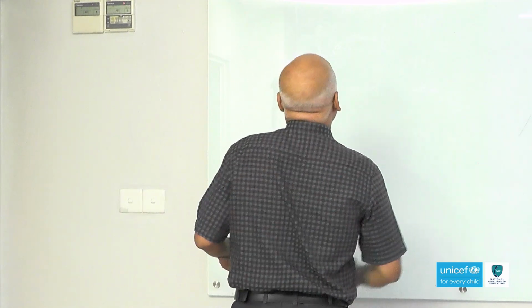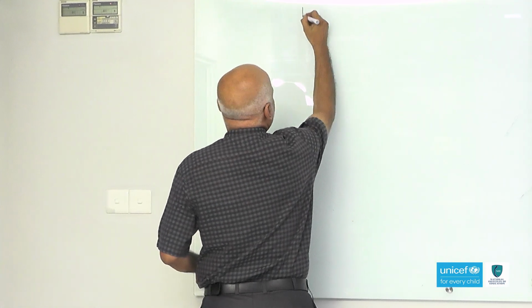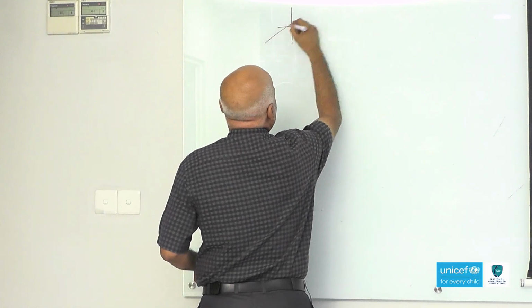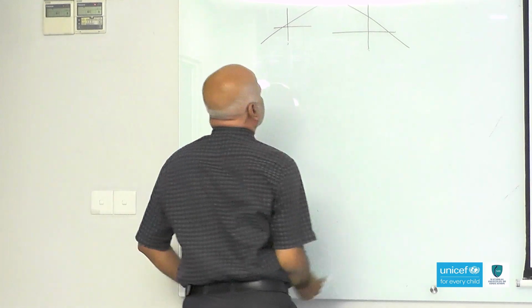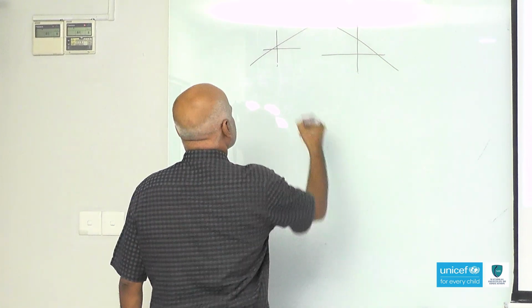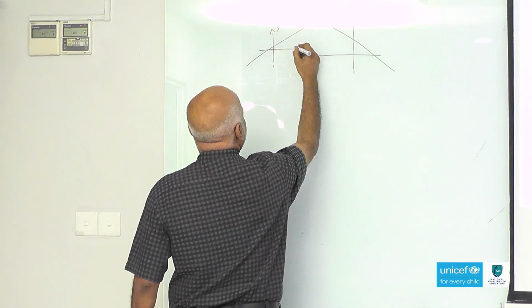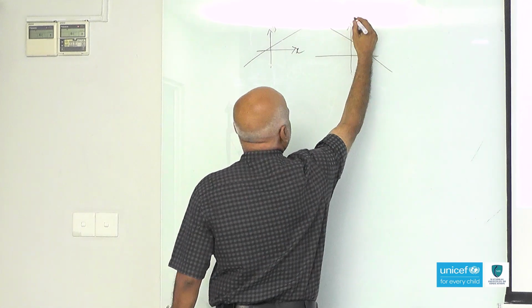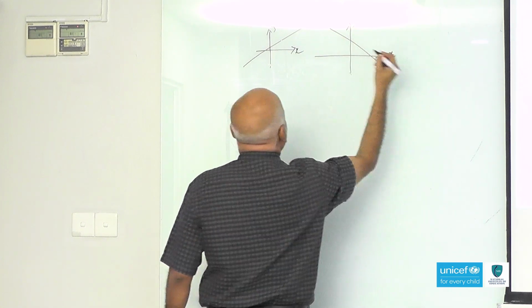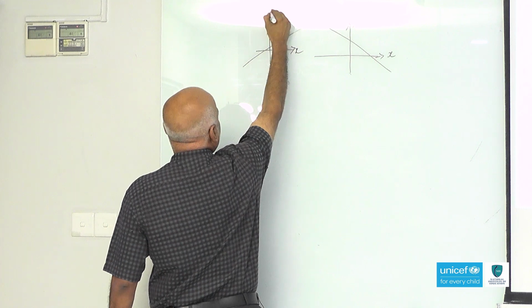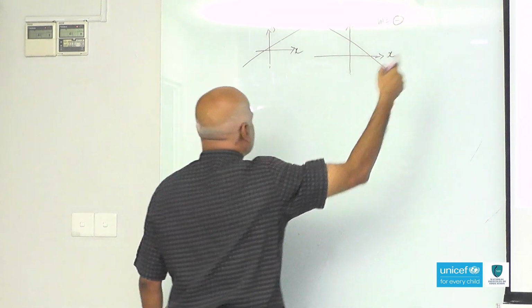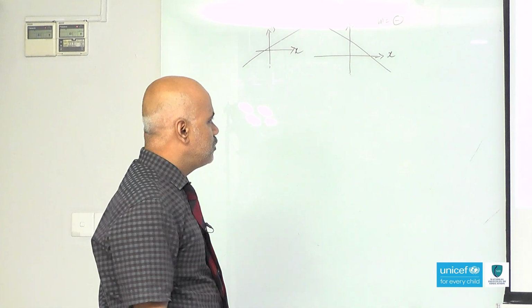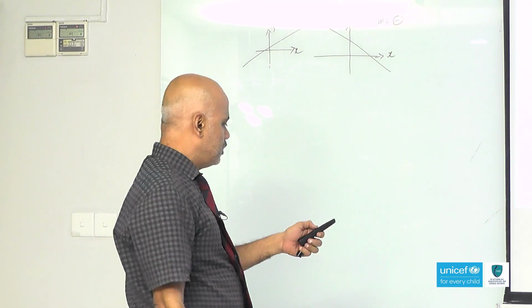Positive gradient, negative gradient, in the sense that if you talk about a line moving towards the right-hand side, take these two lines, the y axis and the x axis. Here the gradient is always positive, here the gradient is always negative. That's how we can differentiate between the positive gradient and negative gradient.